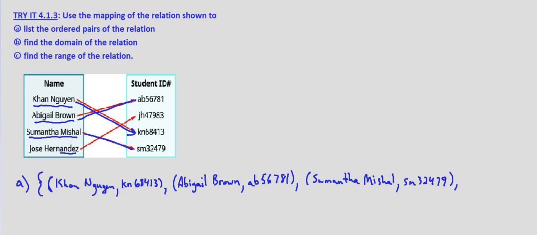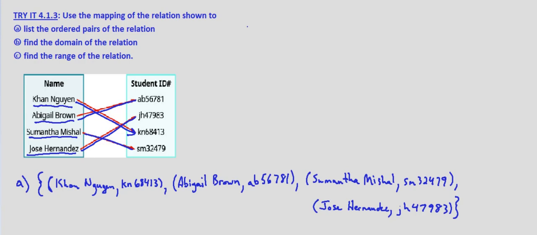Our last input, our last x value, is Jose Hernandez. And the corresponding output is JH47983. So there is the list of ordered pairs of the relation.